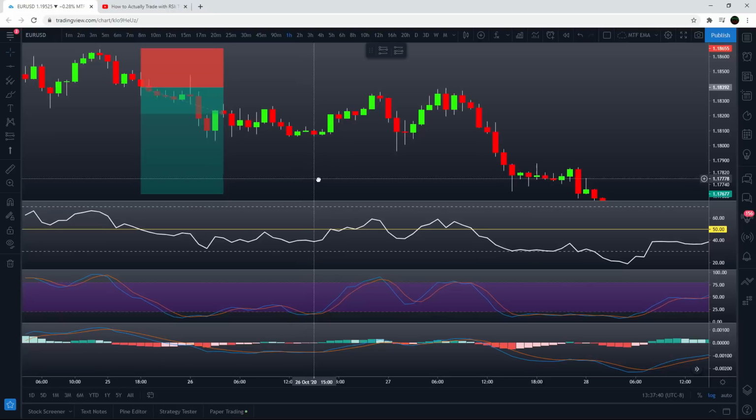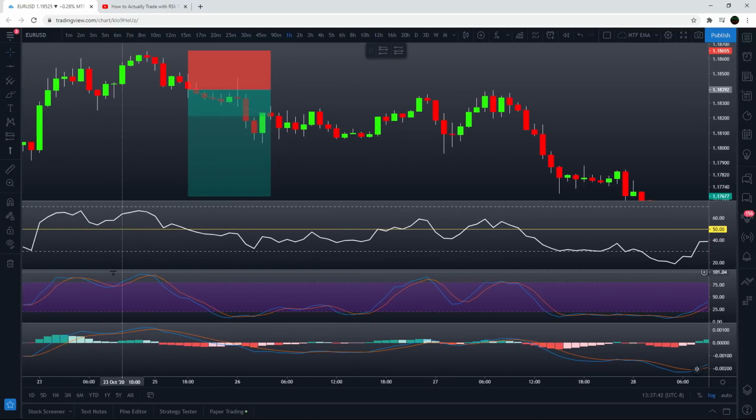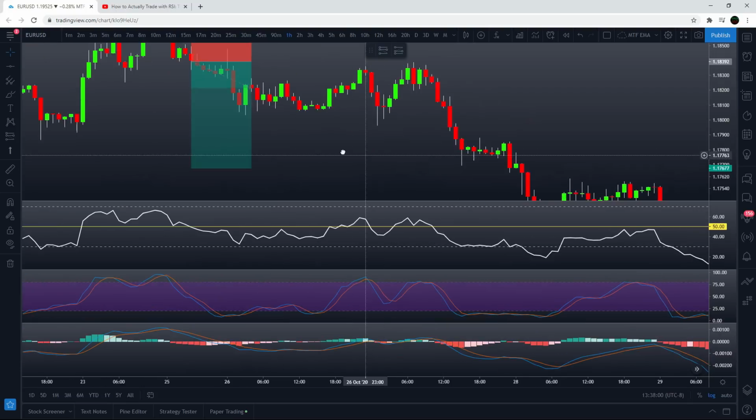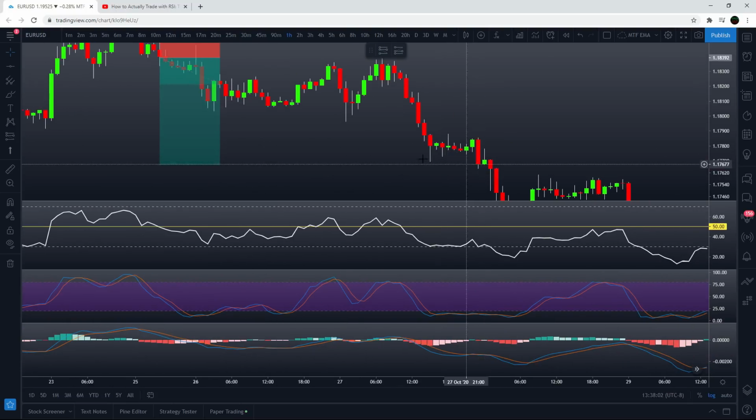So just to recap that trade, stochastic overbought. We have the MACD cross down, and we have the RSI go below the 50 line, all before the stochastic has actually gone oversold. And then next we simply wait until both stochastic and RSI get into the oversold territory to actually take our profit.